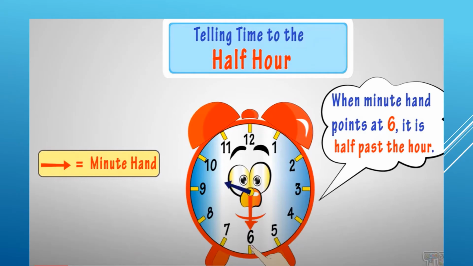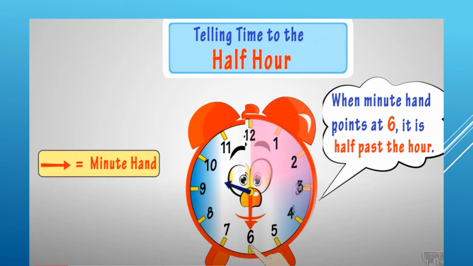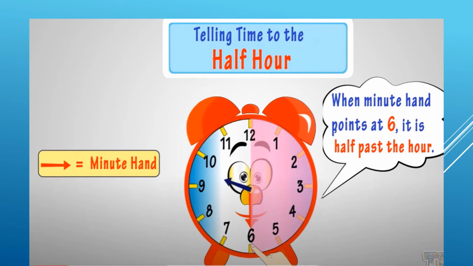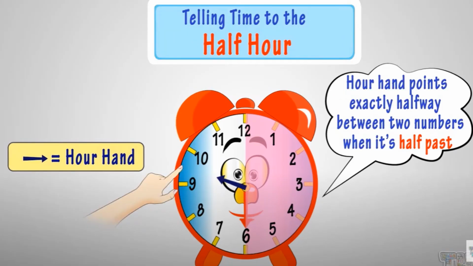Let's take another example of telling time to the half hour. First, we look at the minute hand. The minute hand is at 6. So it means that the minute hand has swept half of the clock. It has taken half of the circle of the clock. So it is half past the hour. Now half past which hour? Half hour points exactly halfway between two numbers when it is half past.